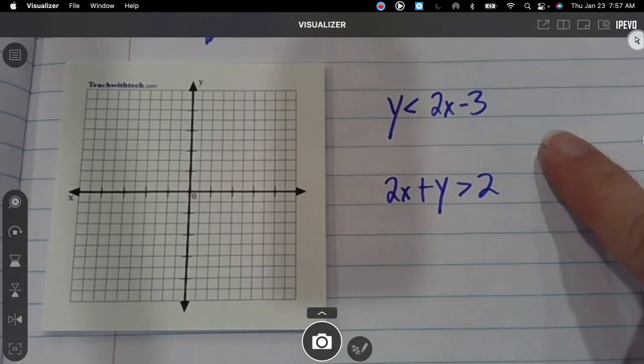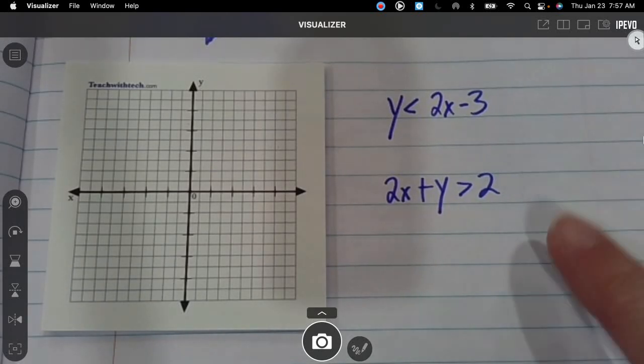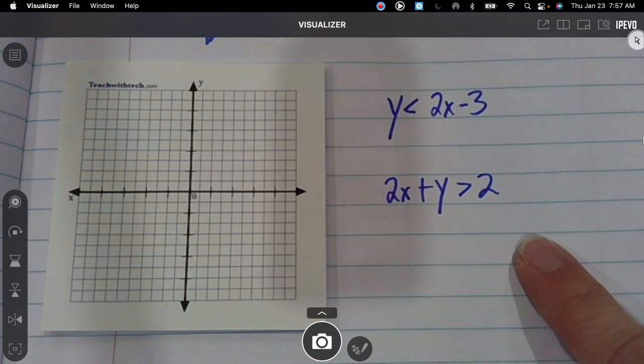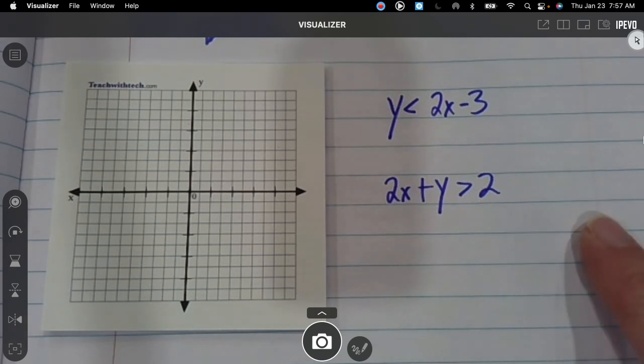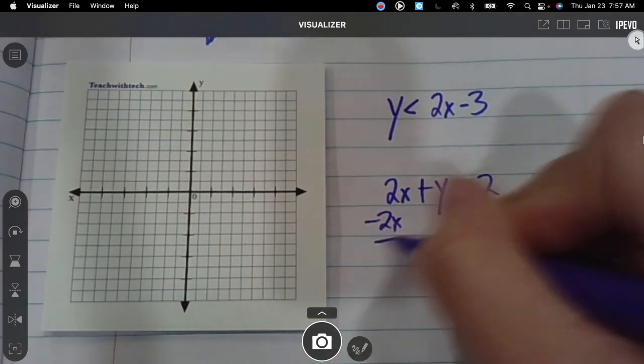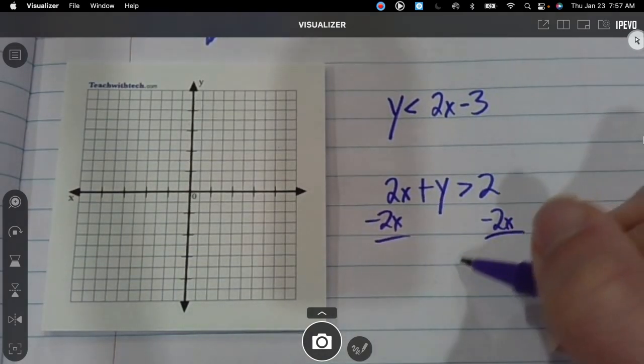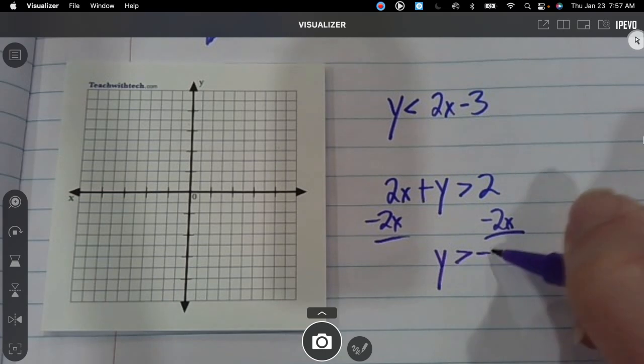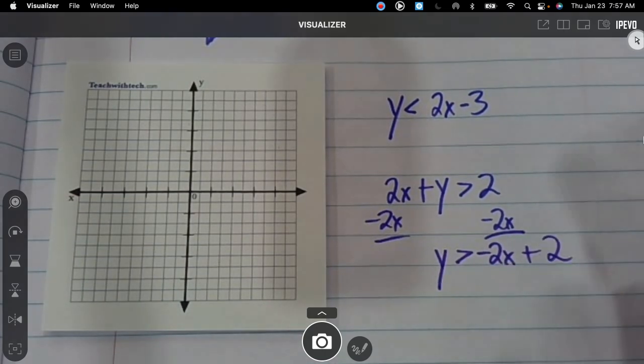Okay, this one is good to go. It's got the y by itself. What do I need to do for this one real quick? What needs to move? What's over there with the y? 2x plus y. What's over there with the y? 2x. So I'm going to just subtract it over. Okay, just move it over here so it says y is greater than, and I just like to write my x first. Negative 2x plus 2.